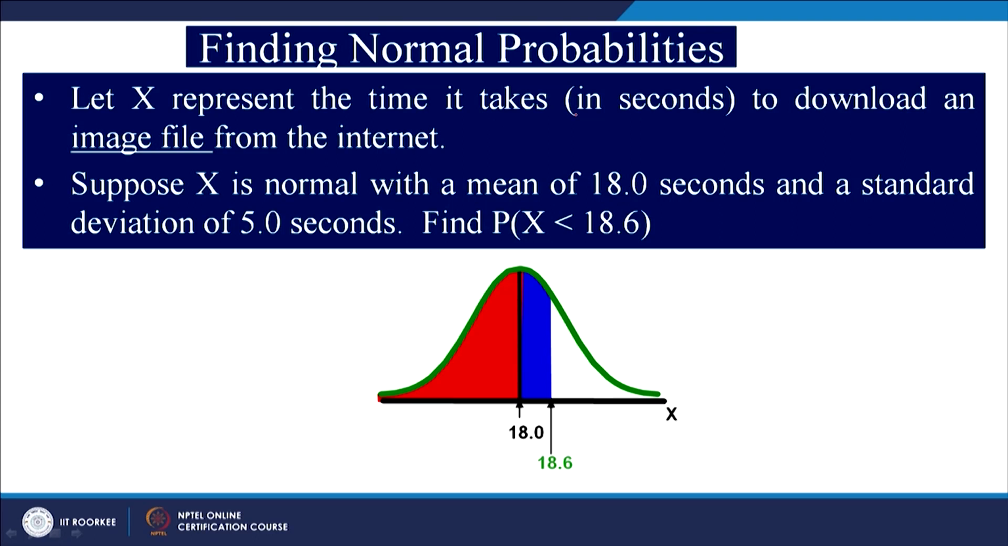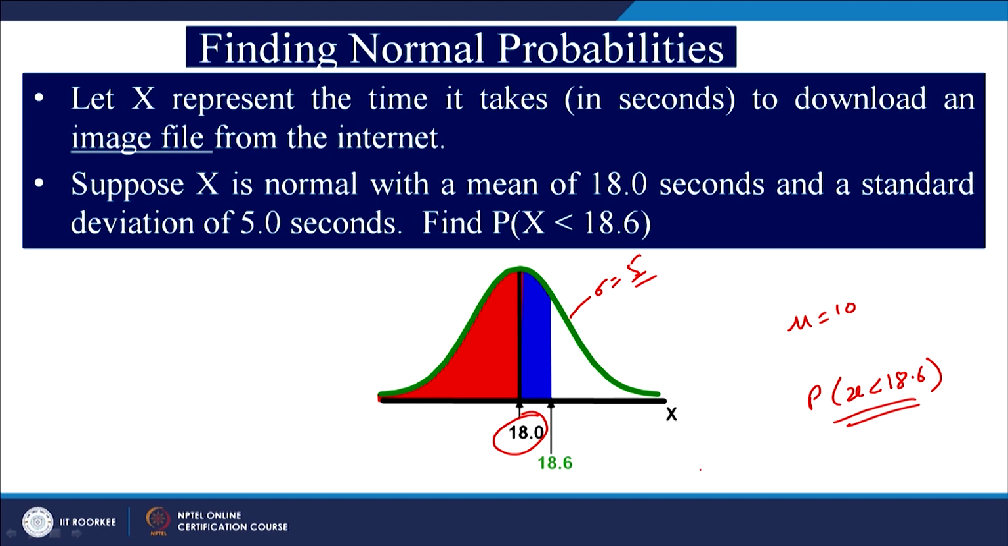Let us say x represents the time it takes to download an image file from the internet. So, the x variable is time. Suppose x is normally distributed with a mean of 18 and a standard deviation of 5. Find the probability that the download time for the file would be less than 18.6 seconds. Now, this is what we have to calculate.